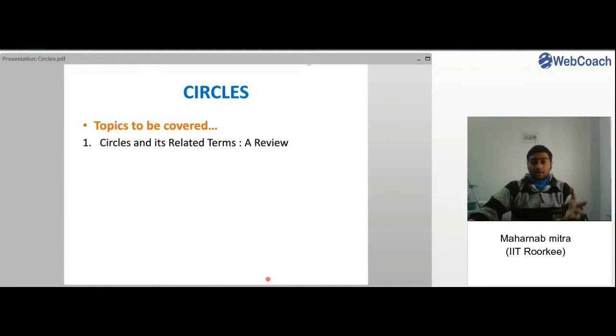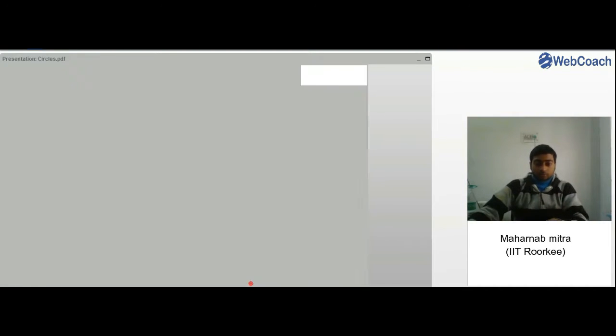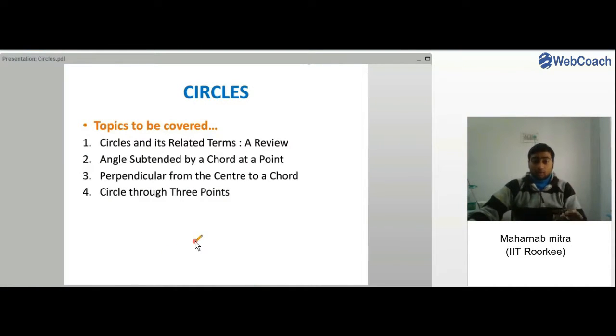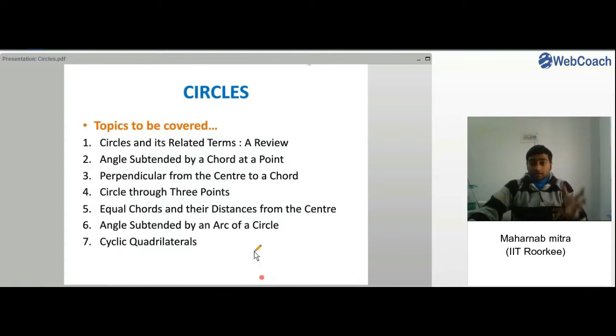We will learn about circles and its related terms, which is just a review of what we had learnt in earlier classes. Then we will go to angles subtended by a chord at a point. Then perpendicular from the center to a chord. Circle through 3 points. Equal chords and their distances from the center. Angle subtended by an arc of a circle. And finally, cyclic quadrilaterals.